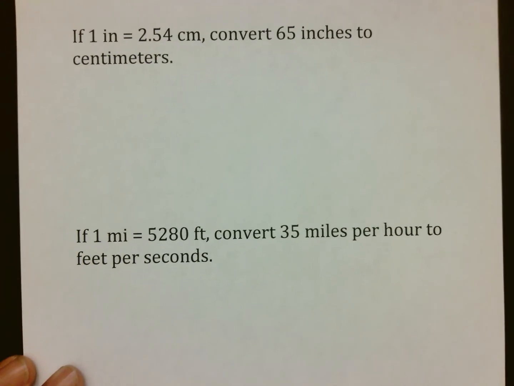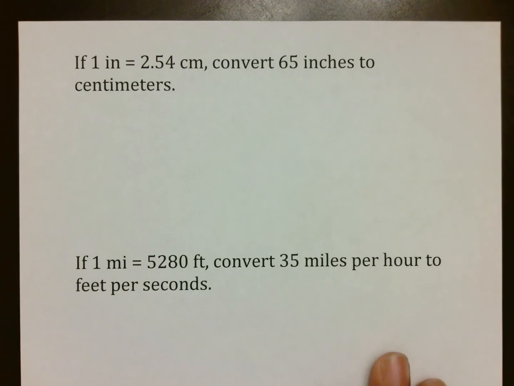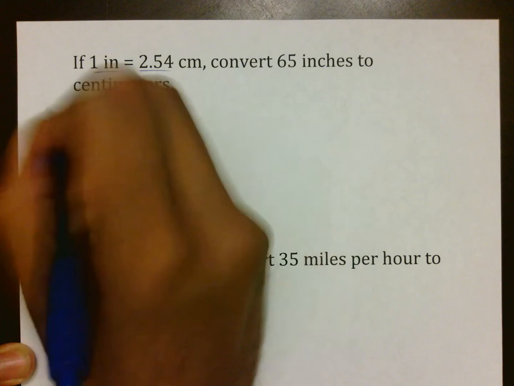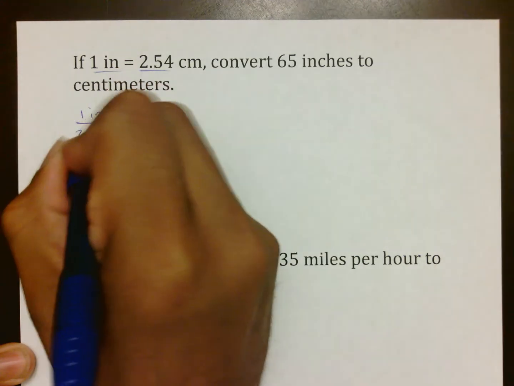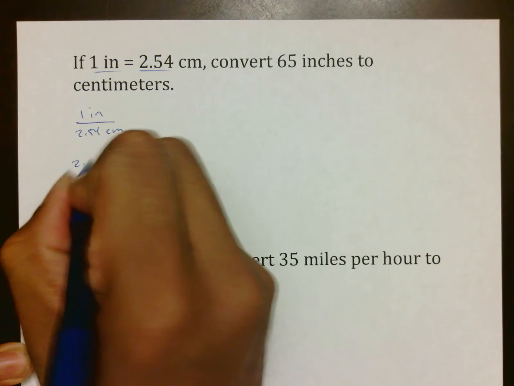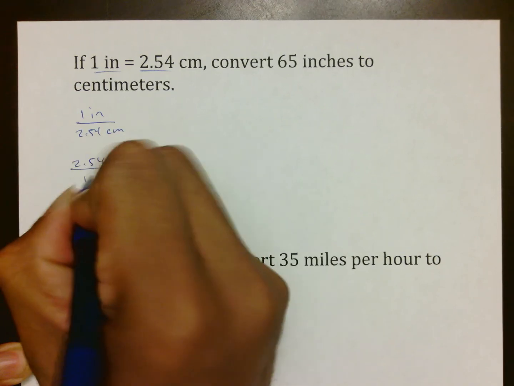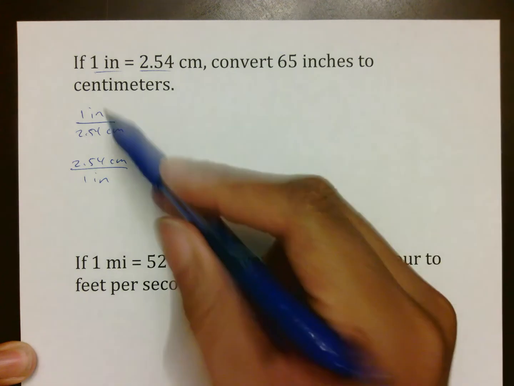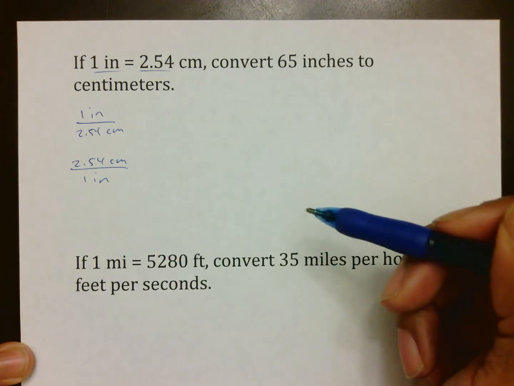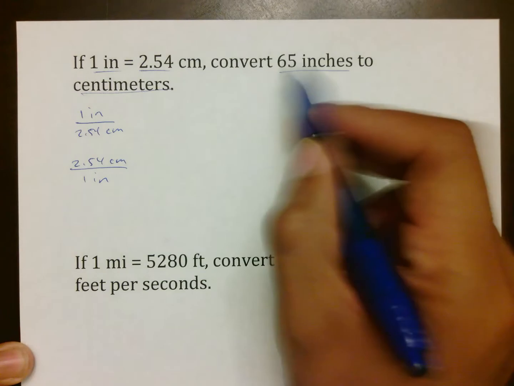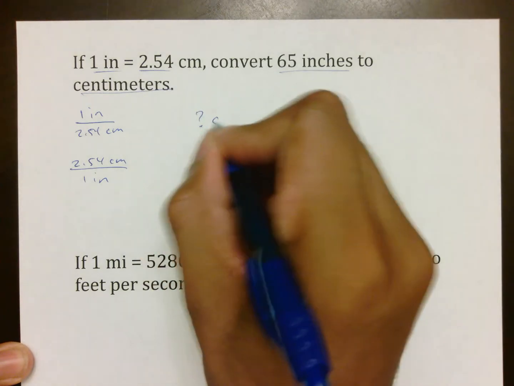Another one says if 1 inch equals 2.54 centimeters, convert 65 inches into centimeters. Again, first thing I want to do is make my ratios so I don't get confused. 1 inch over 2.54 centimeters is one ratio. The other ratio is 2.54 centimeters over 1 inch. And so again, now that I have these, I can start the problem and I'm not going to be confused when this works out. So notice it says 65 inches to centimeters. Notice I have the number of inches, which means I am looking for centimeters.